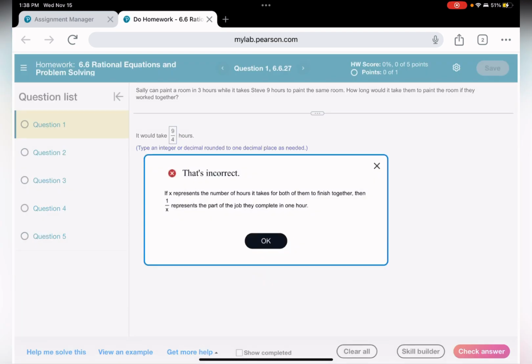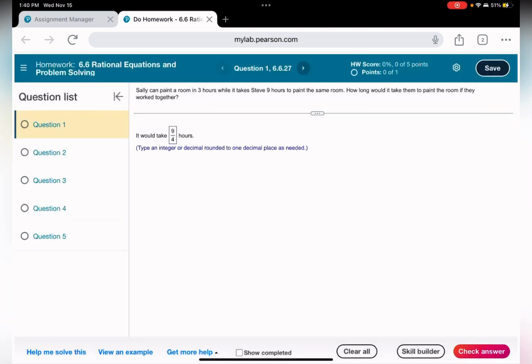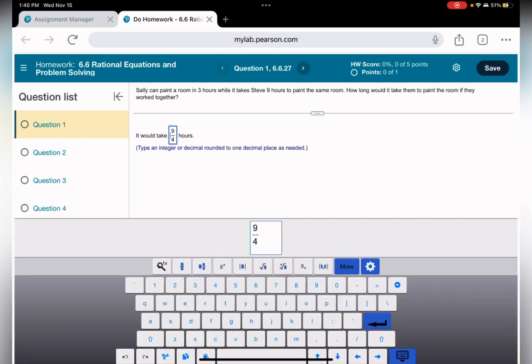What is incorrect? Oh, it's asking to type in the form of an integer or decimal, rounded to 1 decimal. Okay, 9/4, it's going to be 2.3 once we round it.